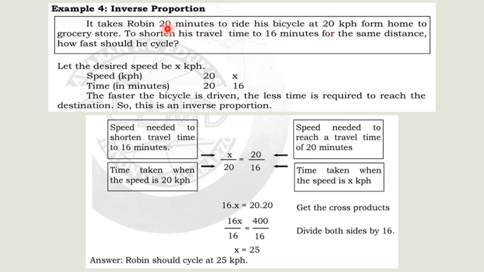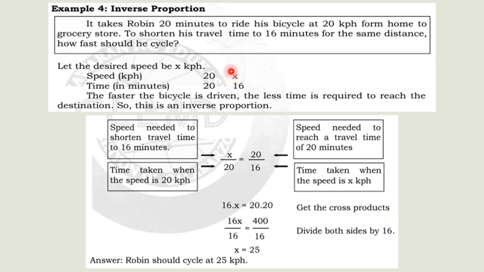So anong gagawin niya? Para mapababa yung oras niya, kailangan niyang bilisan. So kailangan mas mataas ang kanyang speed. So pag bababa yung oras, dapat mataas yung speed. So, nakita nyo dito, inverse siya. Bababa yung oras, tataas yung speed. Okay, inverse siya. So, ngayon, tingnan nga natin kung ang speed daw ay 20 kilometers per hour, makakarating siya sa loob ng 20 minutes. Kung gusto niya namang bumaba, 16 minutes lang, ano yung kanyang speed?